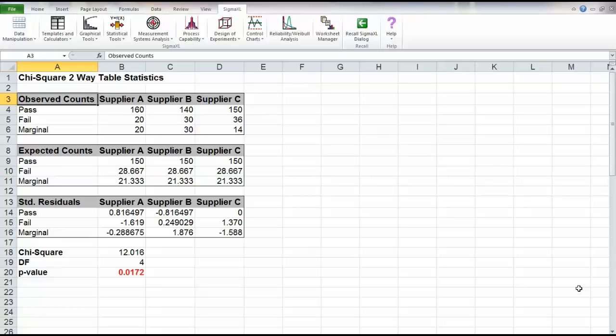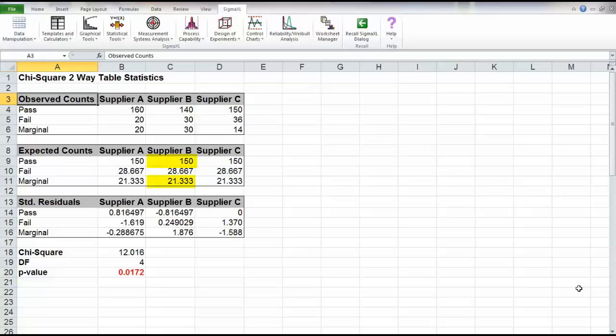For supplier A, the standardized residuals are telling us to look at the cells called pass and fail because they have the highest numbers. When we look up at the expected counts for A, we see we expect 150 passes and 28 to 29 failures. In reality, we have 160 passes and only 20 failures. This is better than anticipated performance. So supplier A gets a little happy face. This is good. This is better than anticipated performance.